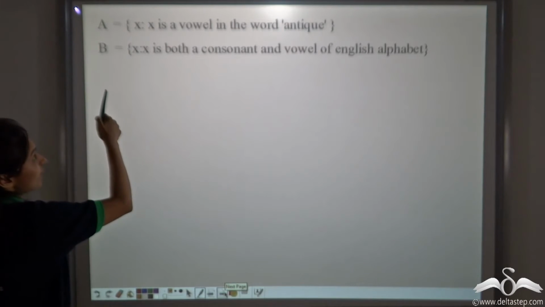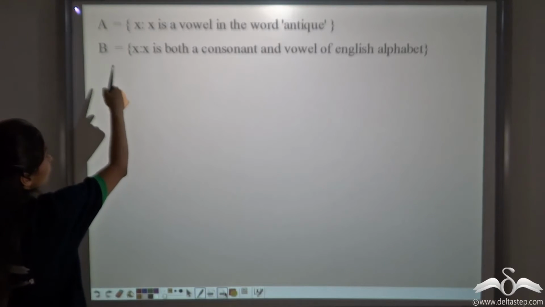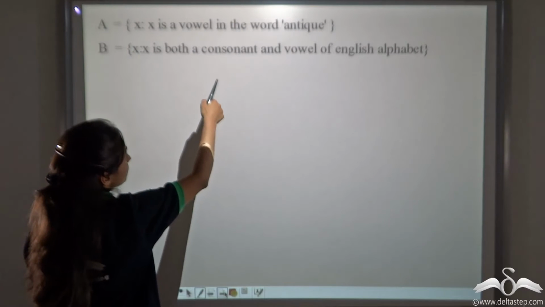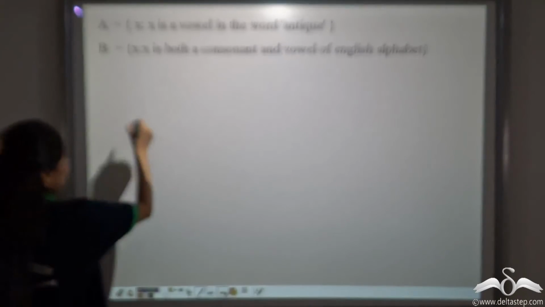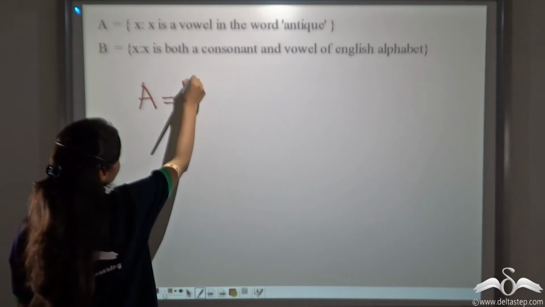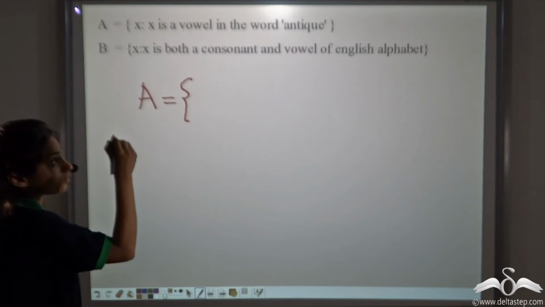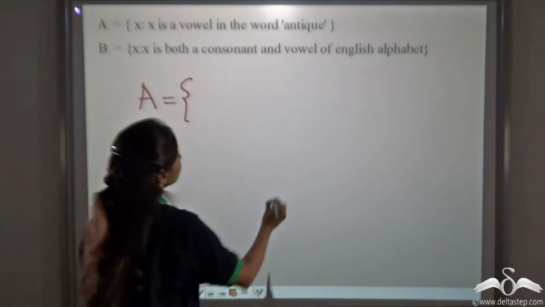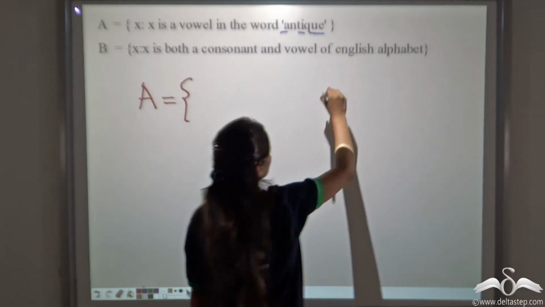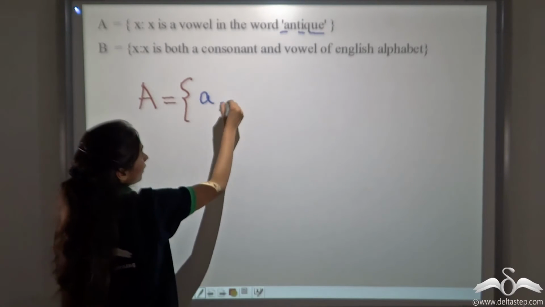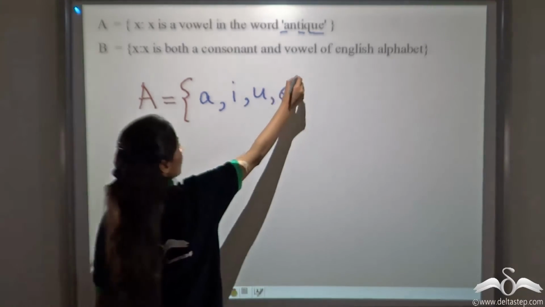Here set A is the set of x such that x is a vowel in the word antique. And B is the set of x such that x is both a consonant and a vowel of the English alphabet. Let's start writing them in roster form. So what is A? It is a vowel in which word? Antique. What vowels can you see in the word antique? Let's see. A, I, E and also U. So we write A, I, U and E and we close the bracket.